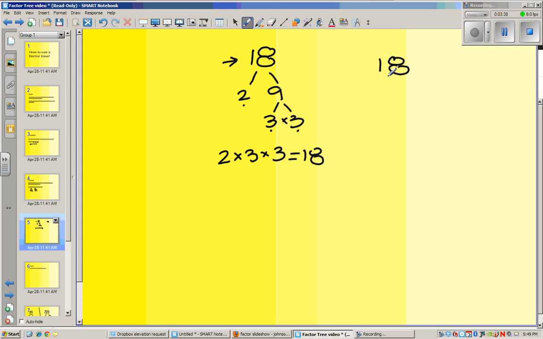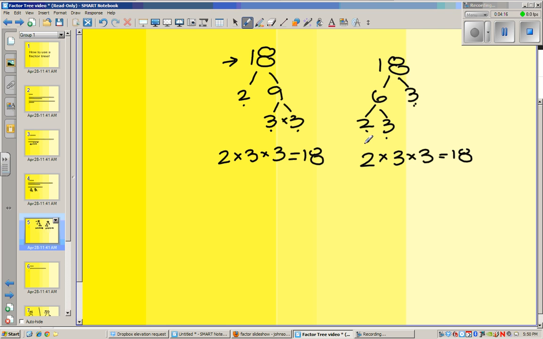Let's look at 18. Let's look at 6 times 3. 6 times 3 will get us to 18 as well. So 6 is not a prime number because I can get to 6 by using other factors besides just 1 and 6. I'm going to use 2 and 3. This 3 up here is a prime number, so I know I have to stop. So I'm going to write my prime factorization. 2 is a prime number, 3 is a prime number. My 3 up here is a prime number, so I can write my prime factorization. 2 times 3 times 3 equals 18.